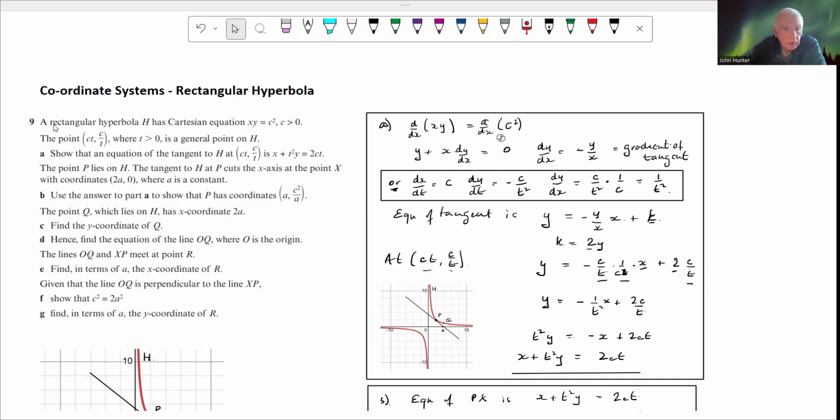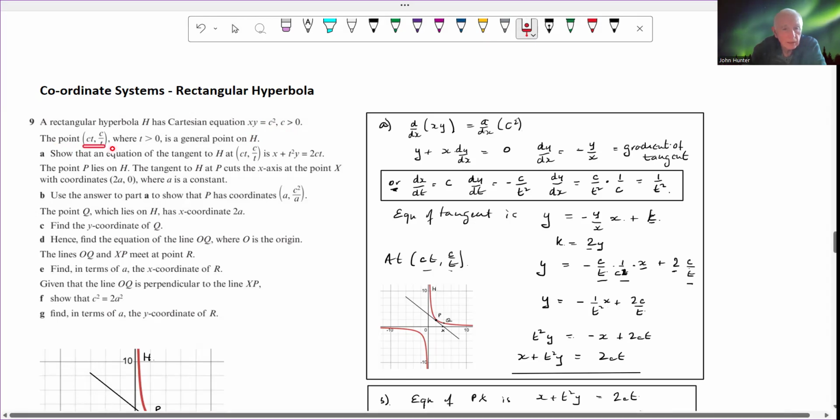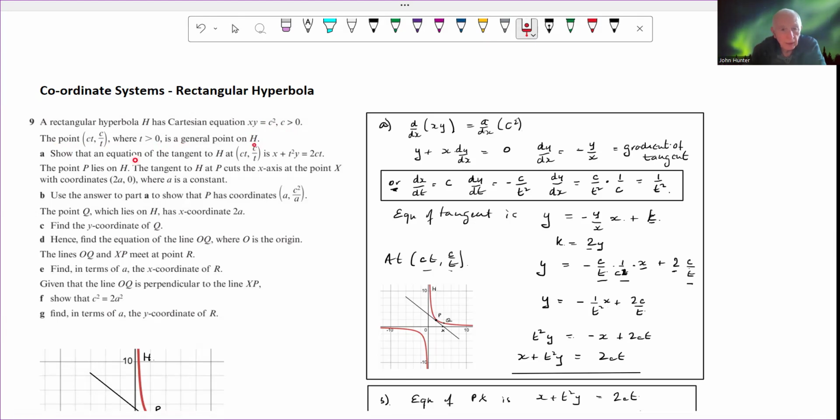Let's have a look. A rectangular hyperbola H has Cartesian equation xy equals c squared, c greater than 0, and the point (ct, c over t) is the general point. It's also the parametric equation of the curve, isn't it? It is a general point on H. Show that an equation of the tangent to H at that point is x plus t squared y equals 2ct.